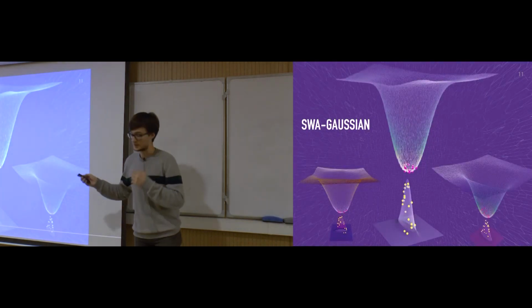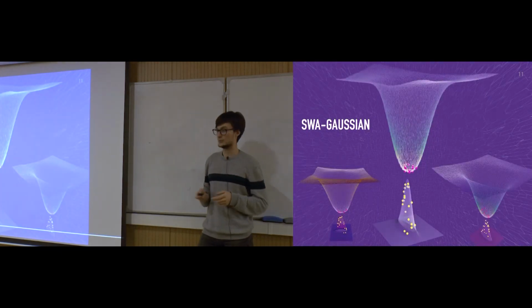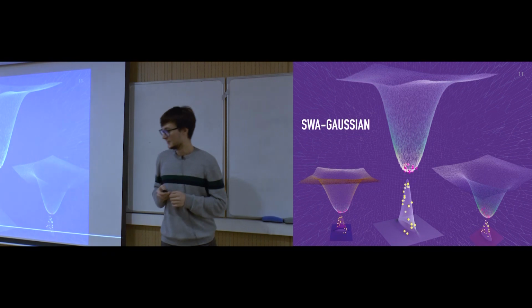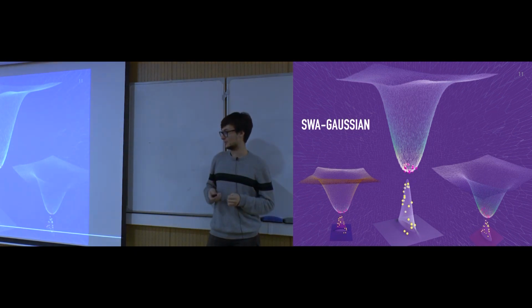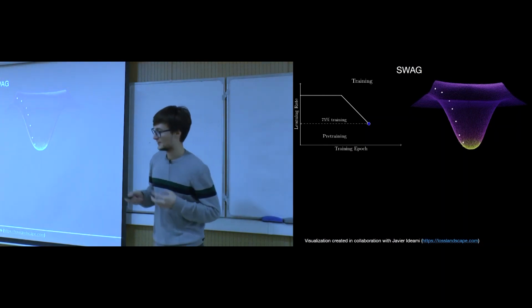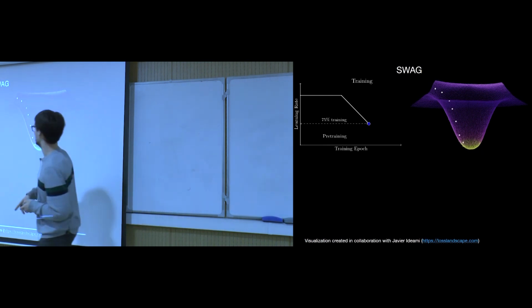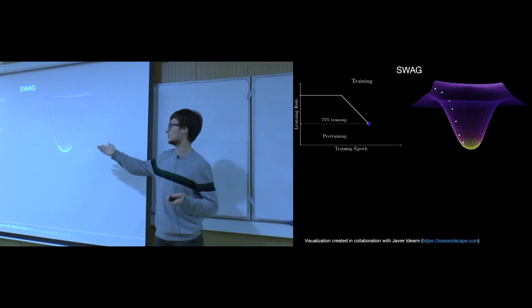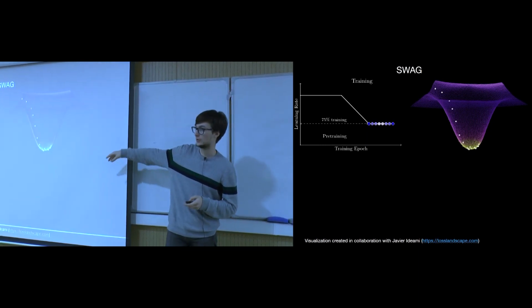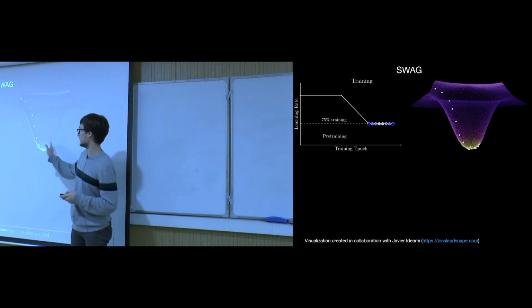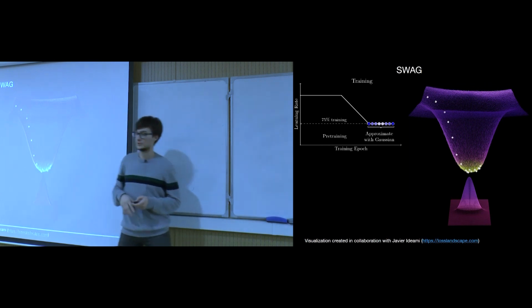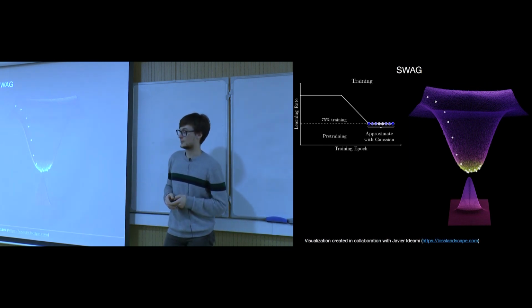But I also described the other paper, SWA-Gaussian, which was at this year's NeurIPS. This is also a paper with Dmitry Petrovich, with Andrew Wilson, with Timur and Wesley. The method is very simple. Again, we start by pre-training a solution, so that we start from a good region of the weight space, and then we run SGD with a high constant learning rate, and then we get these points here, and then we approximate the distribution of these points with a Gaussian distribution, and we use that as our approximation to the posterior.